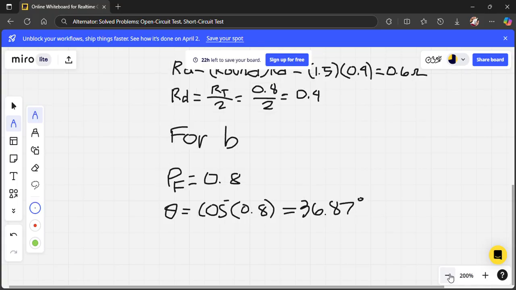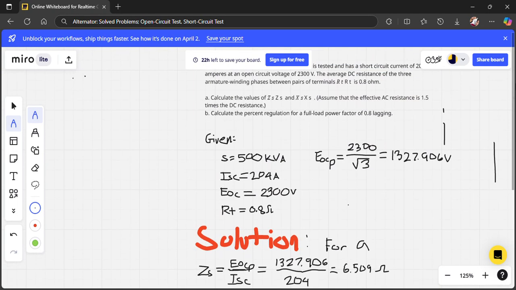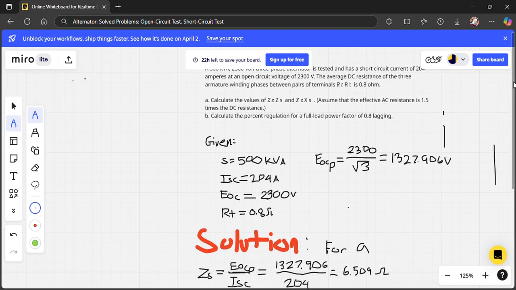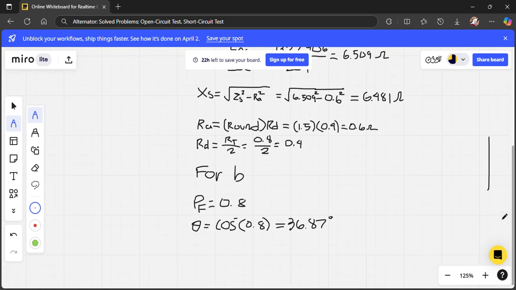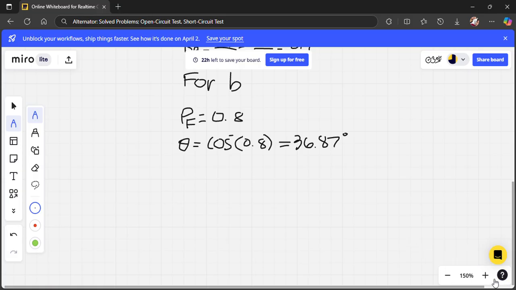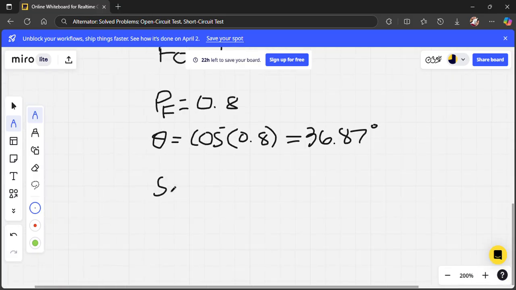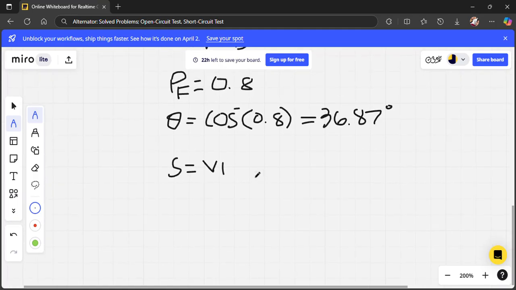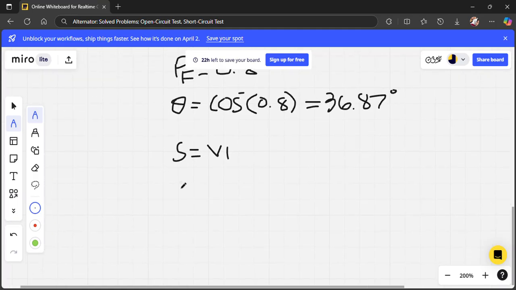The problem also says to calculate the percentage of full load power, meaning the full load power. So we have S here, the apparent power. We all know that apparent power S is equal to voltage times current, so we can solve for the full load current here.